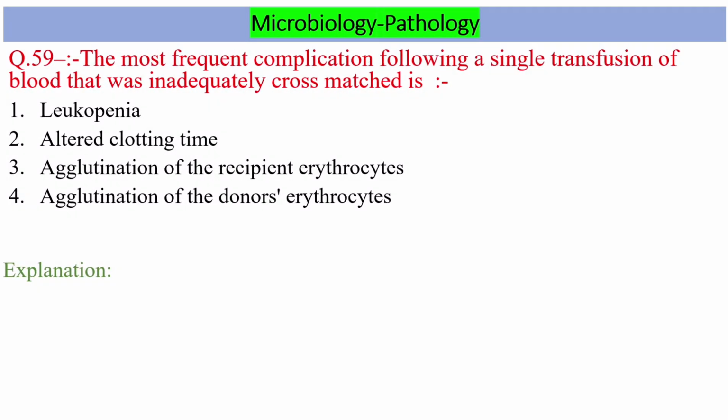The most frequent complication following a single transfusion of blood that was inadequately cross-matched is: leukopenia, altered clotting time, agglutination of the recipient erythrocytes, agglutination of the donor's erythrocytes. Correct option is agglutination of the donor's erythrocytes.